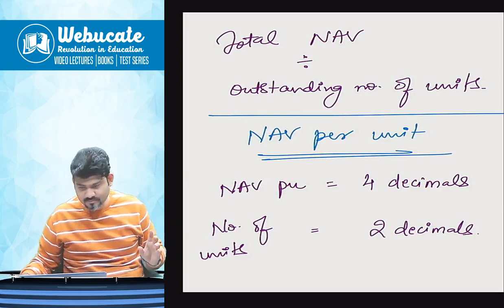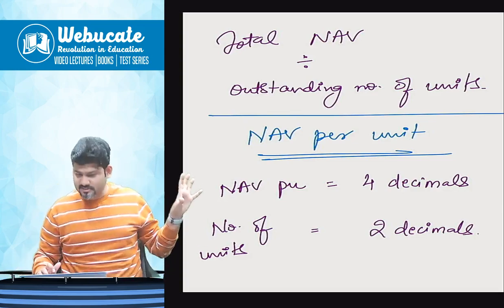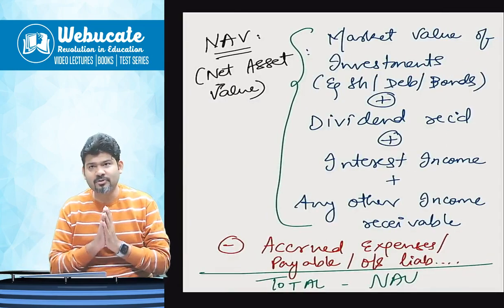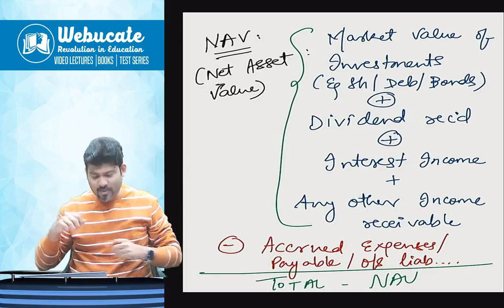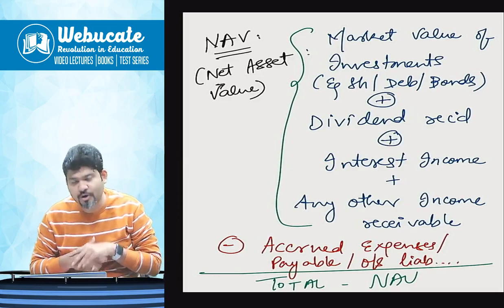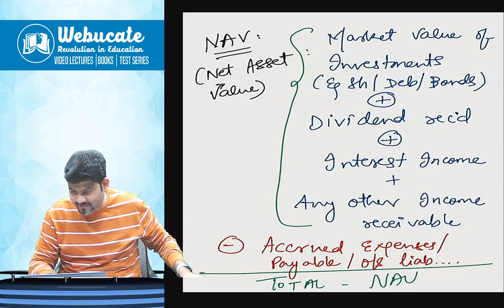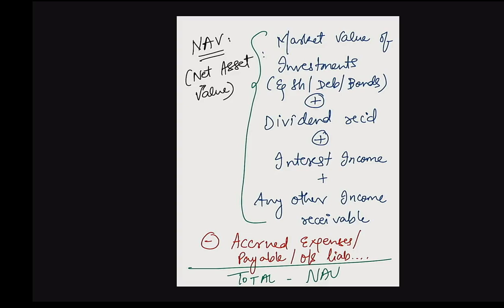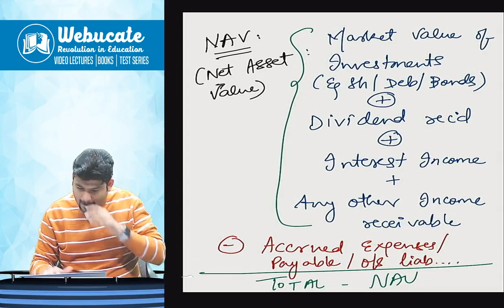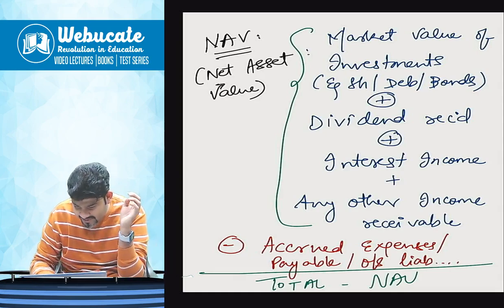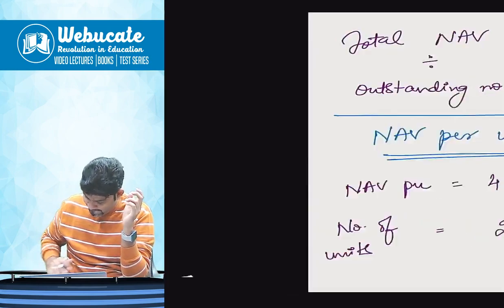Now, I have a question for each one of you. So far, we have covered what exactly my net asset value is. Now I want to know the difference between the open-ended and closed-ended fund. Come on, let's see whether you remember it or not. In the last session, we concluded on that, so I'm sure it is fresh in your head. Please tell me.